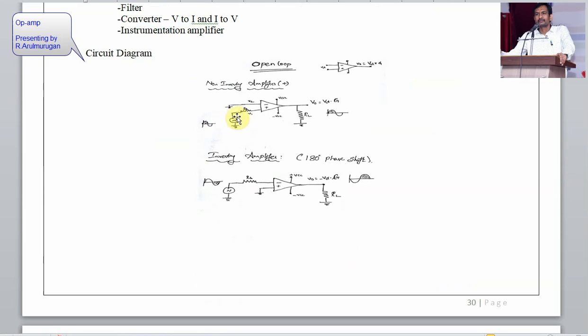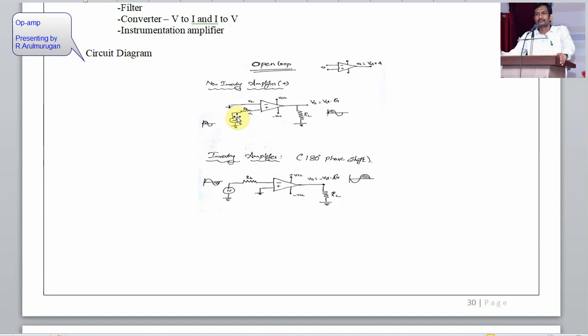Okay sir, I don't have a function generator in my house. The cost of a function generator will come around 15 to 20,000 rupees. I don't have the function generator, what to do?